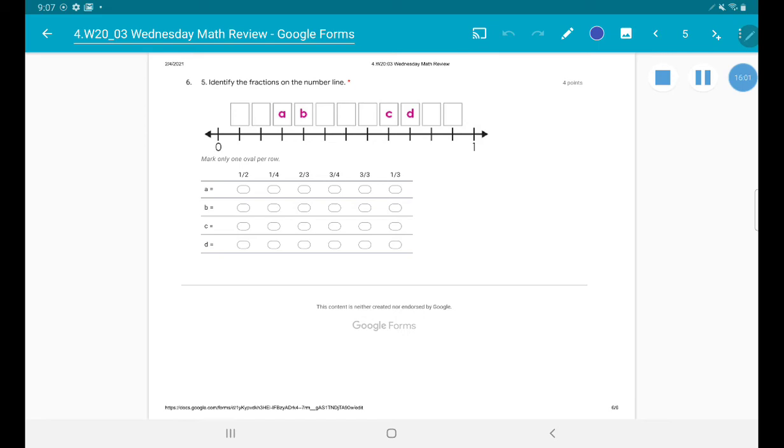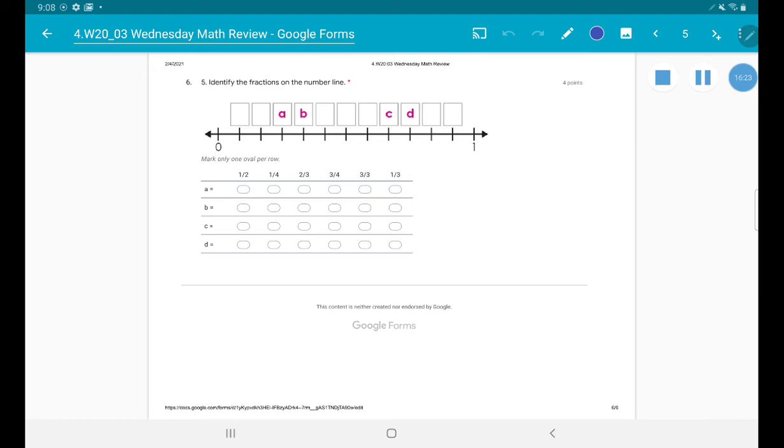Fractions on the number line. Let's take a look at how many equal pieces our number line is split into. Between 0 and 1 is how many? It's 1 whole, isn't it? So we've got to figure out how many equal sized pieces that's split into.